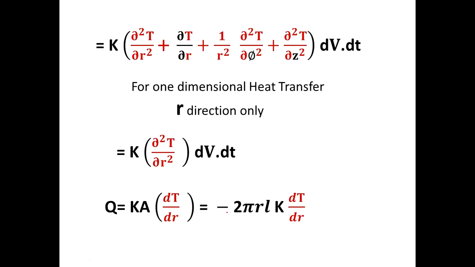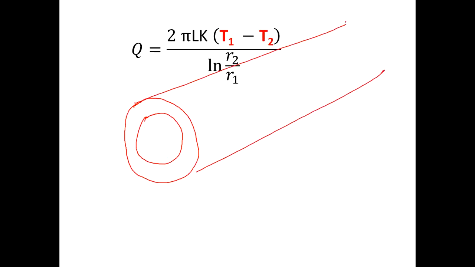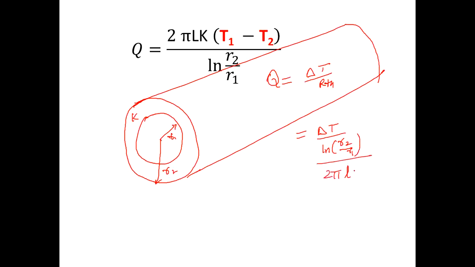Note this equation, it is very important. Upon integration you will get 2 pi L k of T1 minus T2 divided by ln of R2 by R1, where the pipe has length L, radius R1, radius R2, and thermal conductivity K. In the Cartesian coordinate system we studied that the heat flow is delta T divided by R thermal resistance. Therefore the thermal resistance means ln of R2 by R1 divided by 2 pi L k.